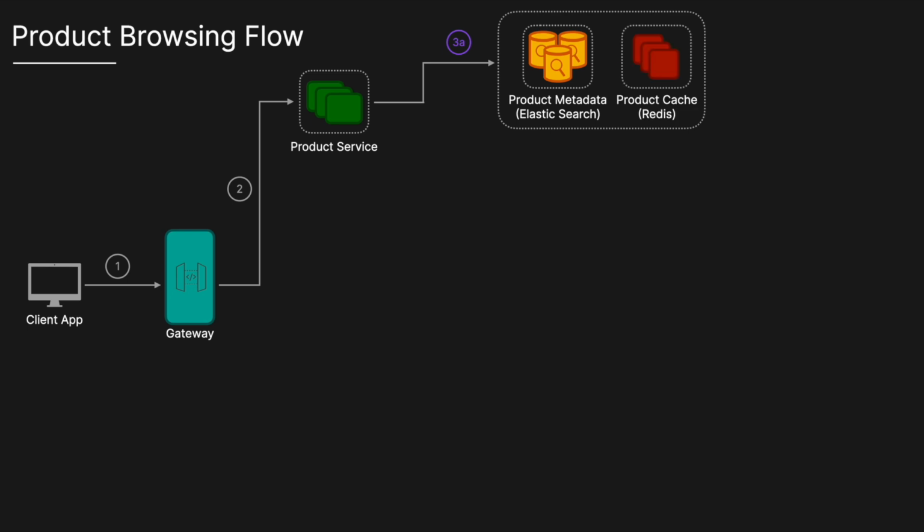And we could also have Redis, and so this could cache frequently accessed product metadata. And as it's read heavy, we could have maybe a short time to live, TTL, of maybe 5 minutes. And so this would reduce latency and reduce the load on Elasticsearch as well.